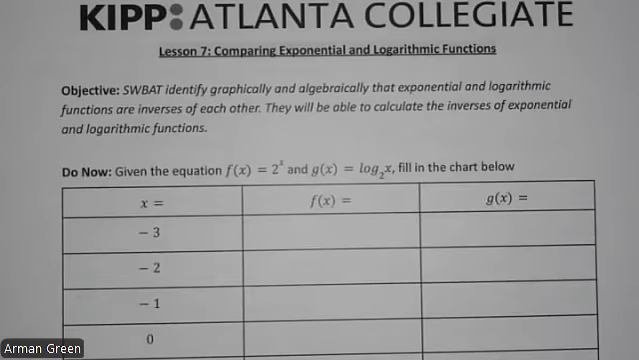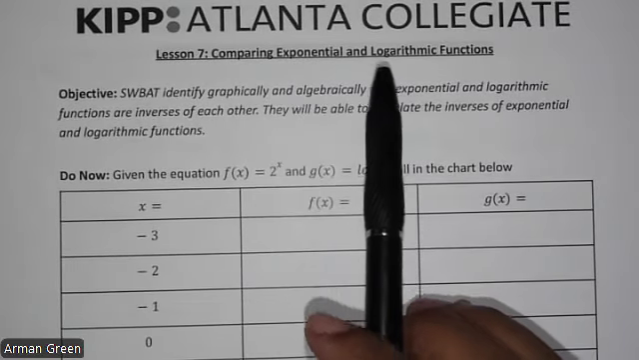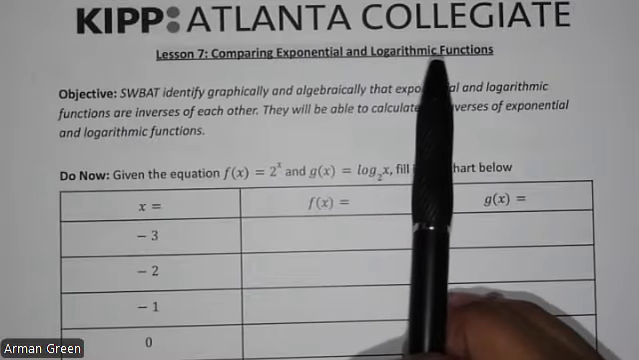So we're going to start in our Unit 3 packet on page 24, where at the top of the page you should see Lesson 7. What we're going to be focusing on today is comparing both the exponential and the logarithmic functions together.